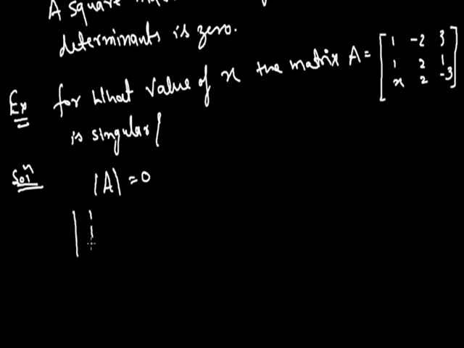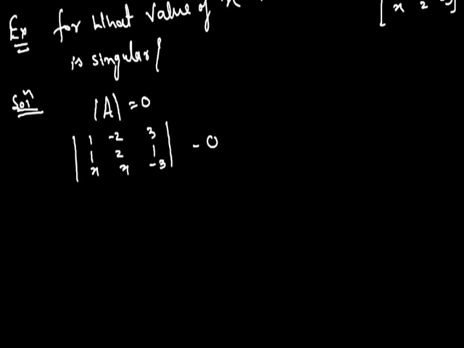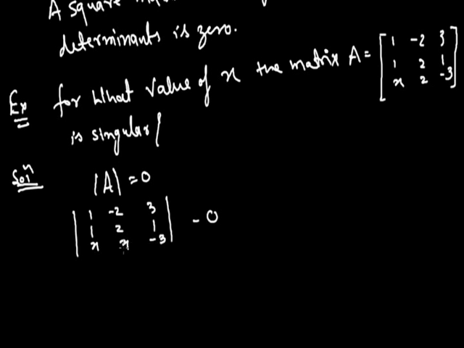So |1 1 x; -2 2 x; 3 1 -3|. If it is equal to 0, then it is a singular matrix. So equate it with 0. Oh sorry, it is 2.